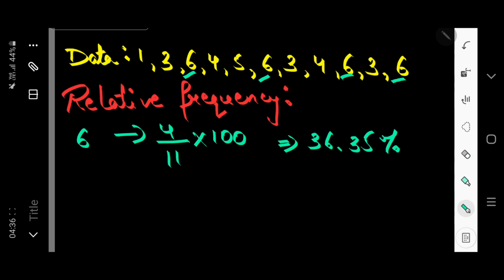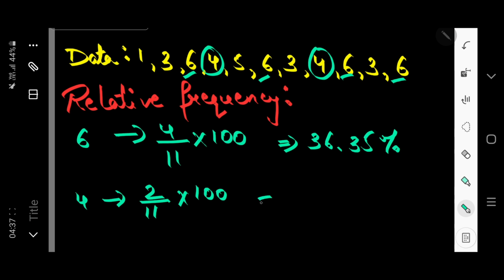In a similar way, if we want to find the relative frequency of data point 4, as we can see that we have two 4s in the data set, it will be 2 by 11 into 100. After solving this, we find that the relative frequency of data point 4 is 18.18%.